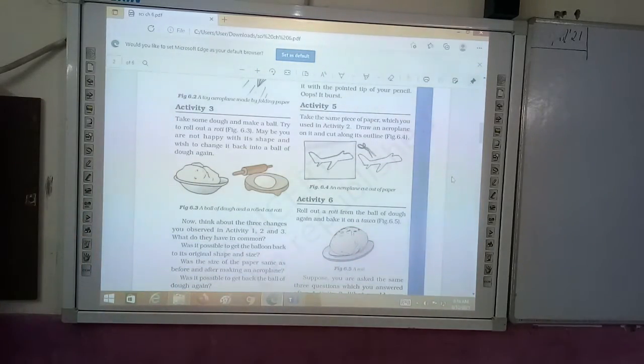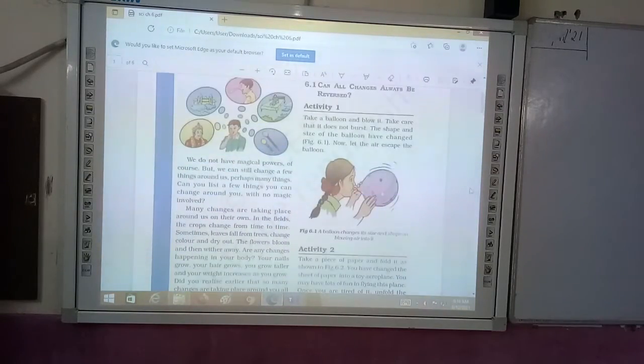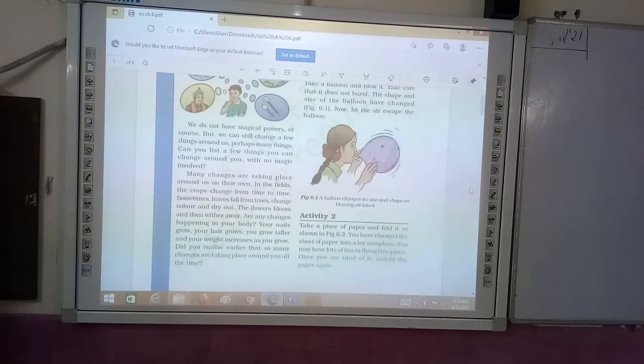Now think about the 3 changes you observed in activity 1, 2 and 3. Now you have to observe from activity 1 and 2 and 3. ठीक है, आपको चेंजेस हुए हैं इसमें. फर्स्ट में आपका क्या चेंजेस था? Let's see that you just blow air into the balloon and it changes its shape. If we let the air escape the balloon, then it regains its shape.